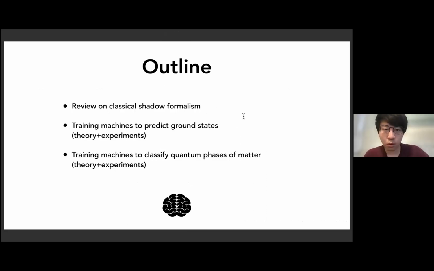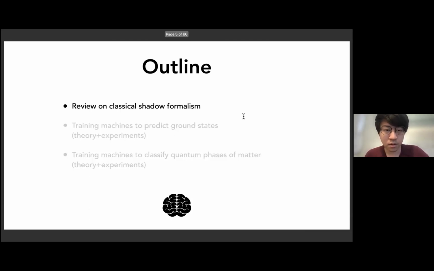And the talk will be separated into the following three parts. In the first part, I will talk about a brief review of the classical shadow formalism. And in the following two parts, I will talk about training machines to predict ground states and training machines to classify quantum phases of matter. I will focus on both the mathematical theory as well as present some numerical experiments. So now let's dive into the first part of the talk.